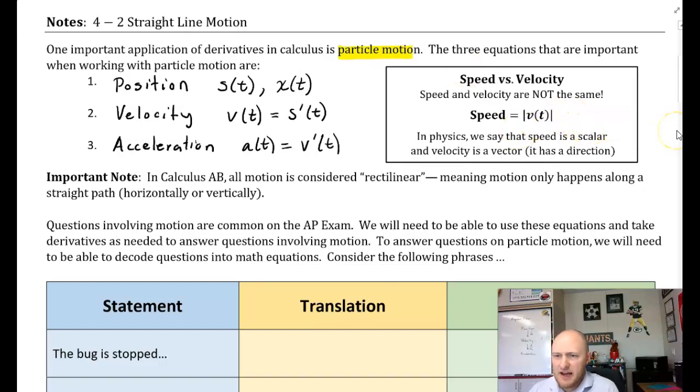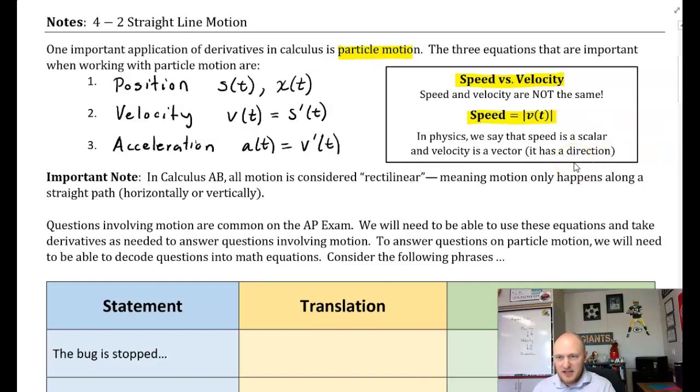Okay? And they have a note here. Note, speed versus velocity. It's not the same thing. Speed is the absolute value of velocity. Velocity has direction. In physics, it is a vector. It has direction. It can be positive or it can be negative, whereas speed is just scalar. It just has a magnitude, a quantity, okay?